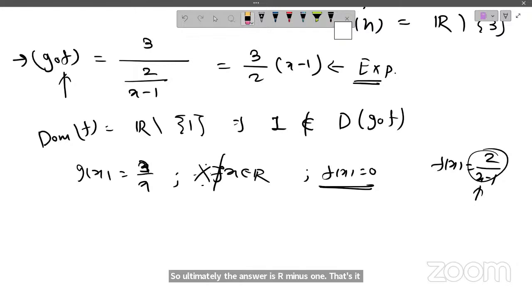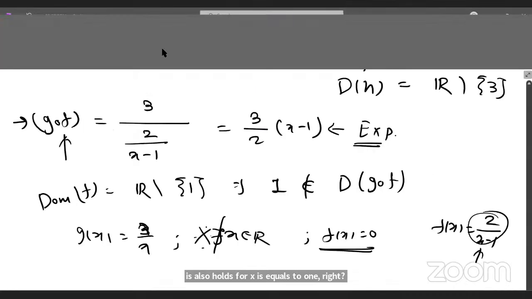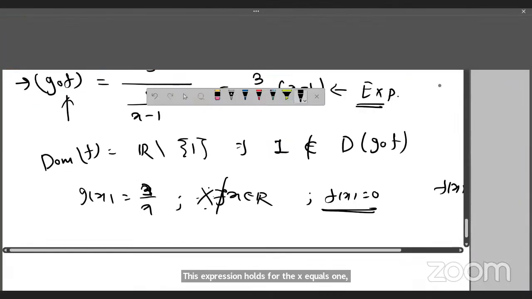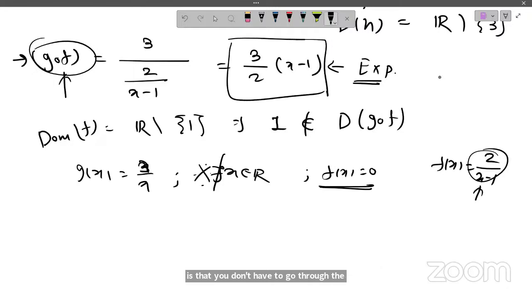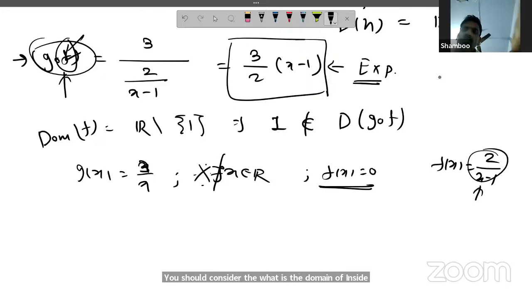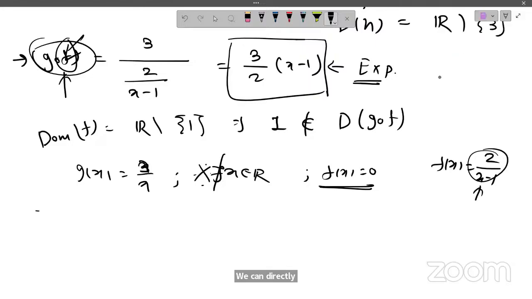But you observe that this expression also holds for x equal to 1, right? Yes, this expression holds for x equal to 1. But that 1 does not belong to the domain of g composite f. That's my point of taking this example: you don't have to go through the expression itself. You should consider the domain of the inside function f, or the domain of g. We can directly find it.